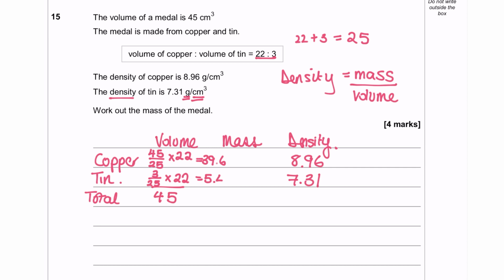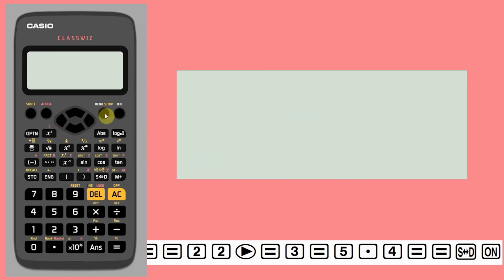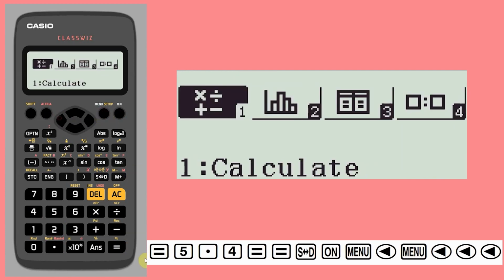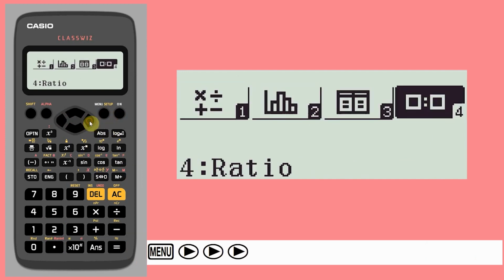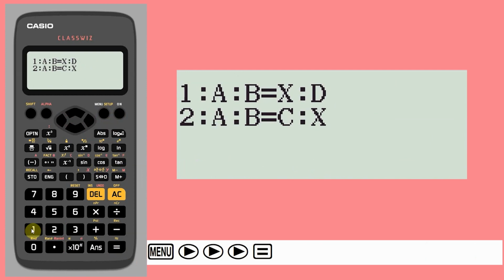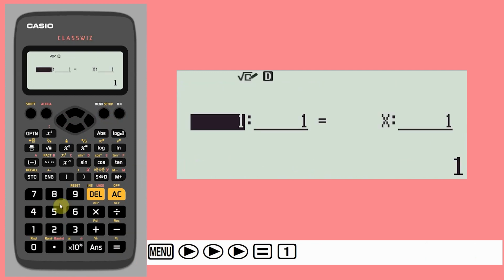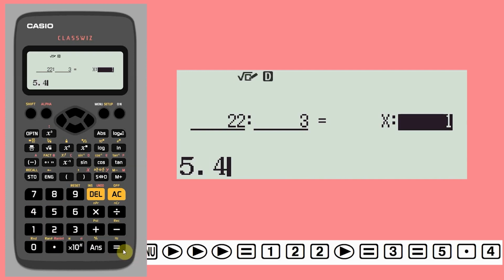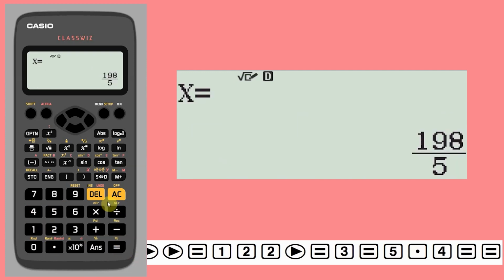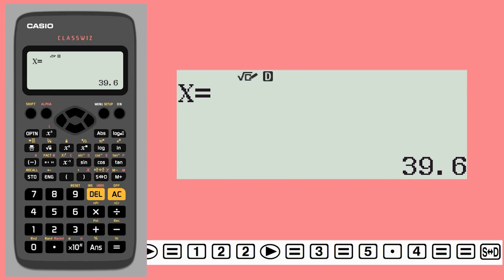Now, I'll also show you on the calculator how to do your ratios using your ratio button in one go. So for question 15, you're going to use your ratio button to check that you've done it right. You're going to go to menu and go to the end. You put in the ratio of volume of copper to tin, which was 22 to 3. Then you put in the 5.4 for tin, hit equals, and double check you get the answer you had for copper, which was 39.6. So it's just a way to double check your numbers.